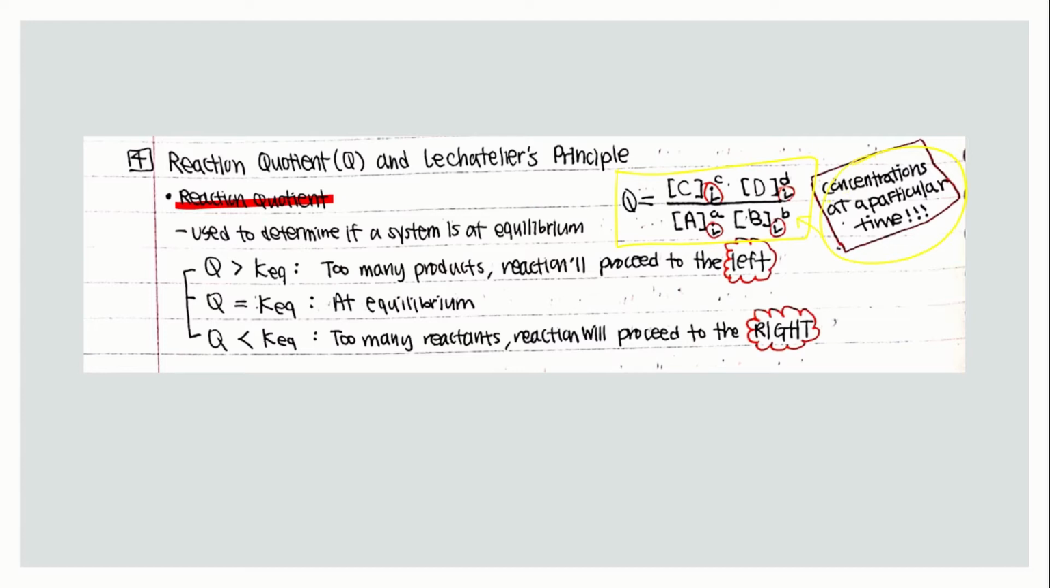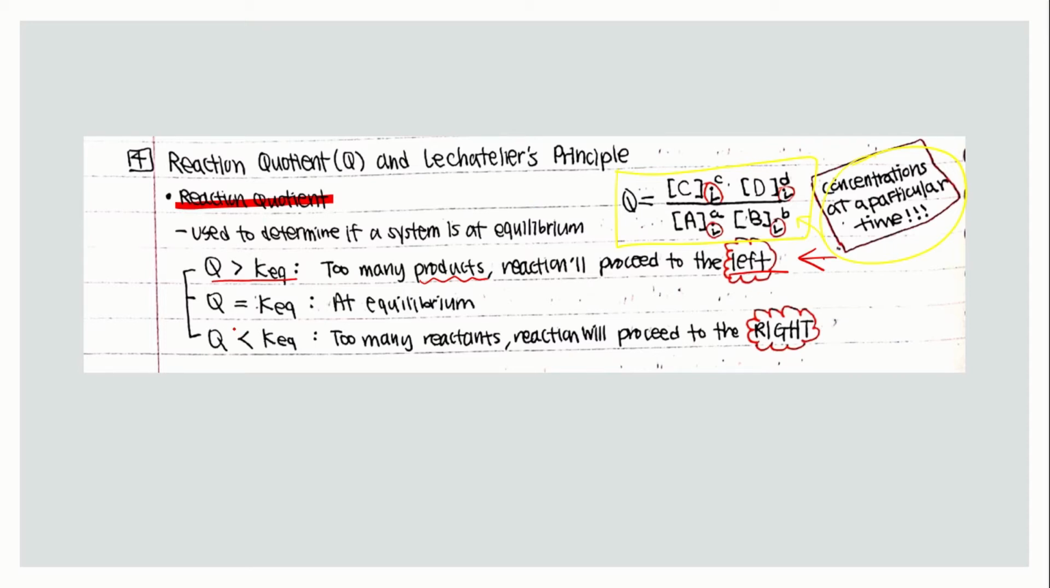So it is used to determine if the reaction is at equilibrium or not. If Q is greater than Kc, it means there are too many products. That is because from this expression, if Q is large, then the numerator is larger. So there are too many products, and because there are too many products, the reaction will proceed to the left to remove the products. So equilibrium will shift to the left to remove products.